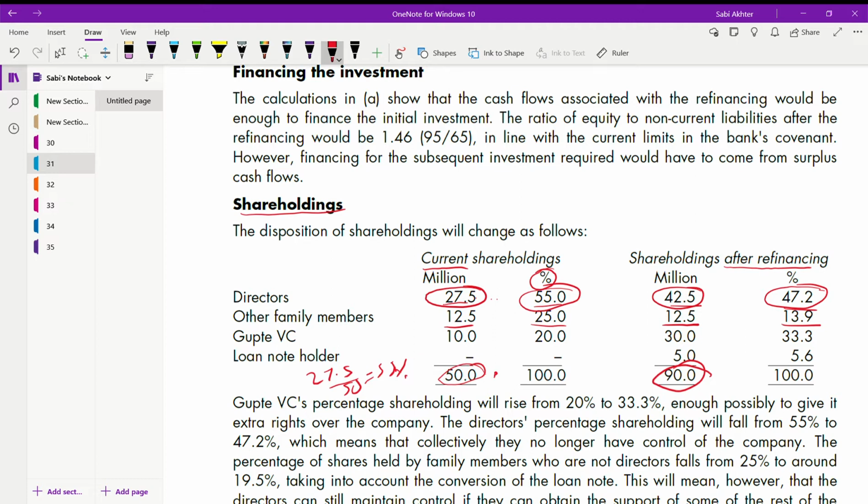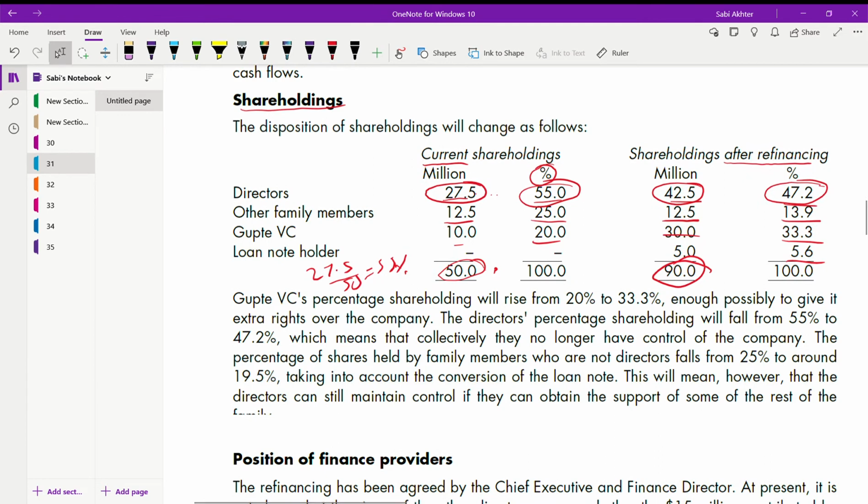Gupti VC, if you see Gupti from 10 to 20, their shareholding also increased. That means the current shareholders will not be happy with this, because venture capital's shareholding is increasing, means they will have power. They can have an influence over the board. Coming to the loan note holders, before there is nothing, no loan holder. Now they also have 5.6%. So this table, this working helps you to do that.